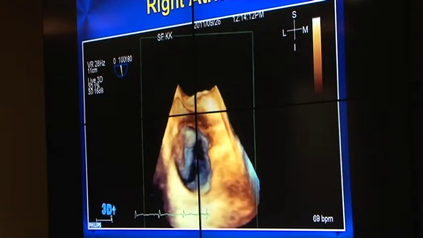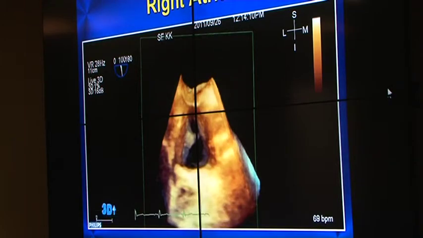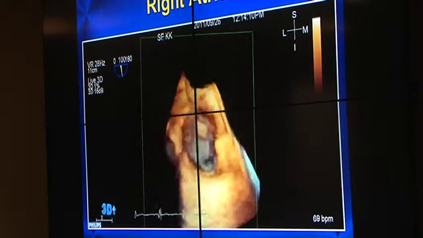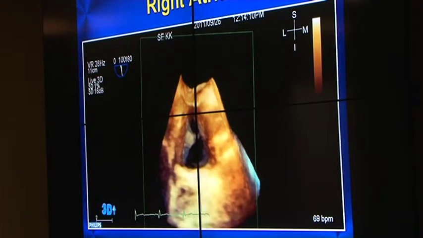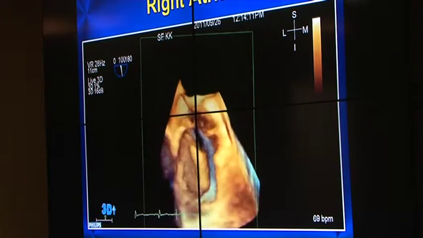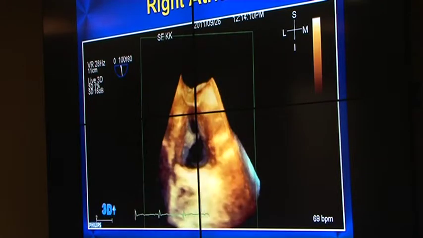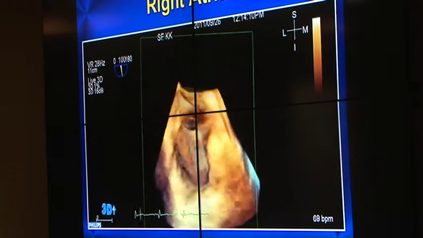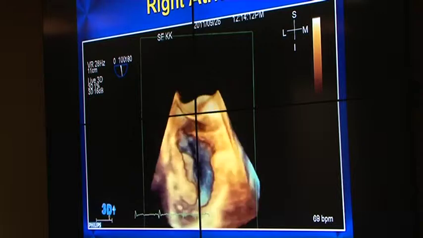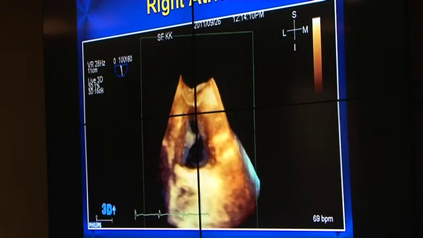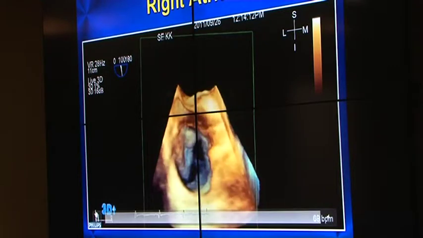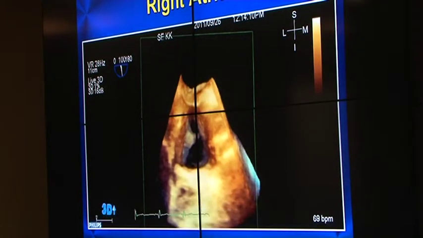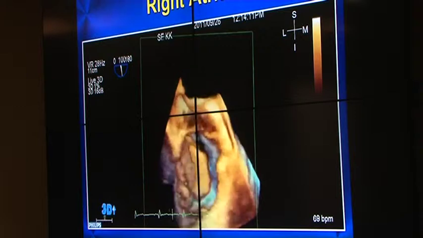And very often we see strange structures in the right atrium. For example, let's discuss it. This is a right atrial 3D zoomed image, and you can see something moving in the right atrium. Do you have any idea what is that structure moving in the right atrium? Any idea from the audience? No?